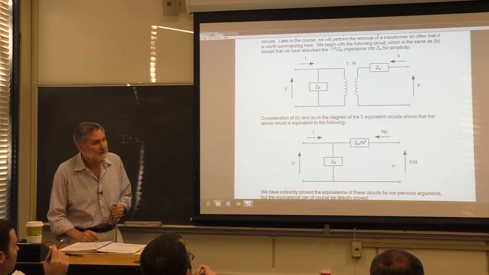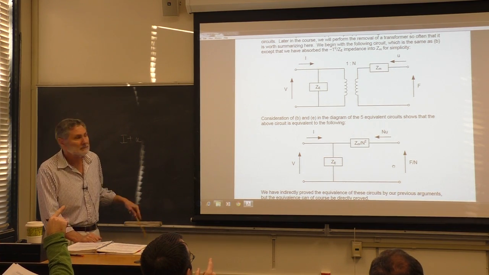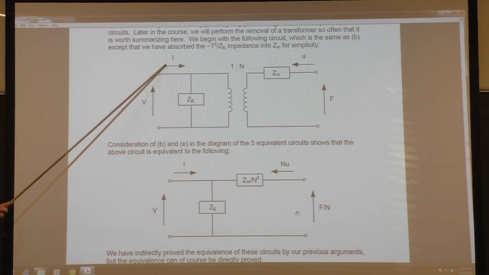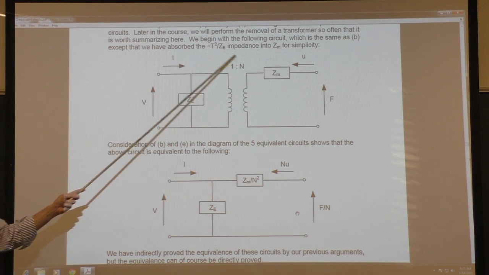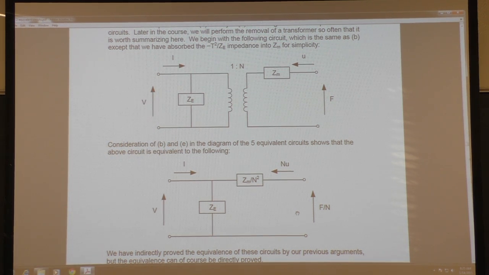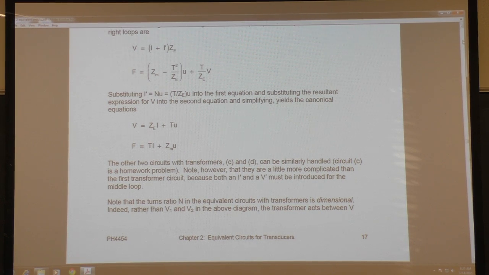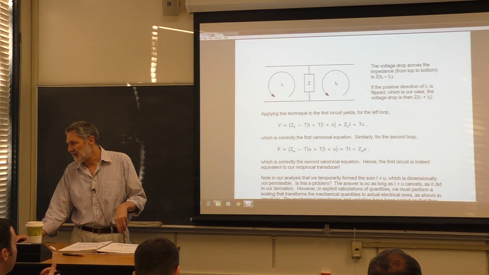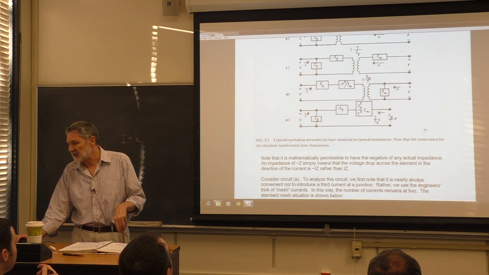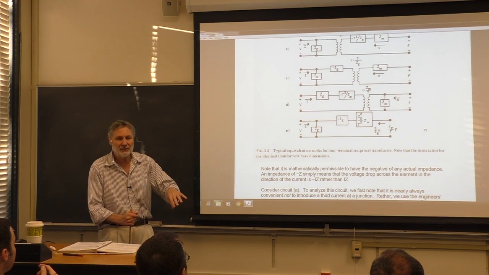Just going back to the last sentence, that paragraph there, we have absorbed T over ZE into Zm. So it's Zm equals the old impedance plus or minus T squared over ZE. So it's just a new mechanical impedance. I think what you're asking is what's bothering me about this. Basically, what I've done here is come up with a diagram that we can use in the future.